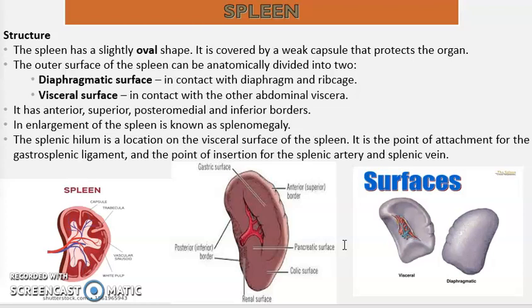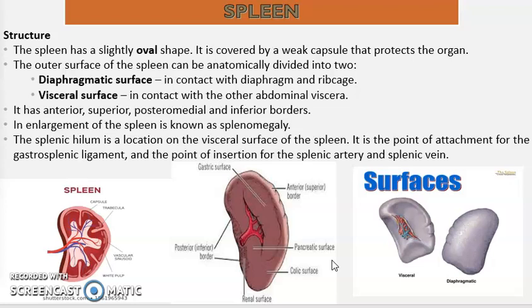The spleen has a slightly oval shape. It is covered by a weak capsule that helps to protect the organ. The outer surface of the spleen can be anatomically divided into two. 1. Diaphragmatic surface, it is the surface of the spleen that is in contact with the diaphragm and rib cage. 2. Visceral surface, it is the surface of the spleen that is in contact with the other abdominal viscera.